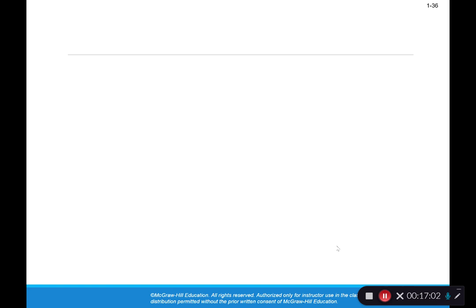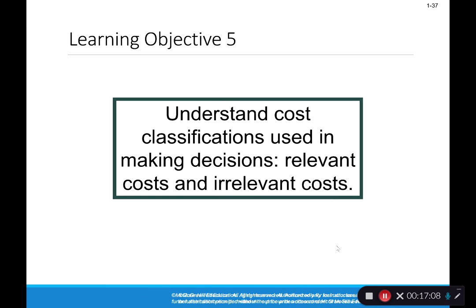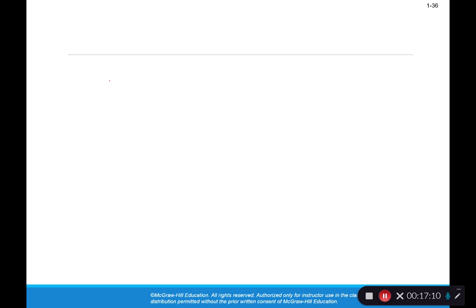Before we wrap up the discussion, I just wanted to take a second to give you an overall summary of what you should have learned. So there are different types of costs. There are variable cost, fixed cost, and mixed cost. And they behave differently in total and on a per unit basis.